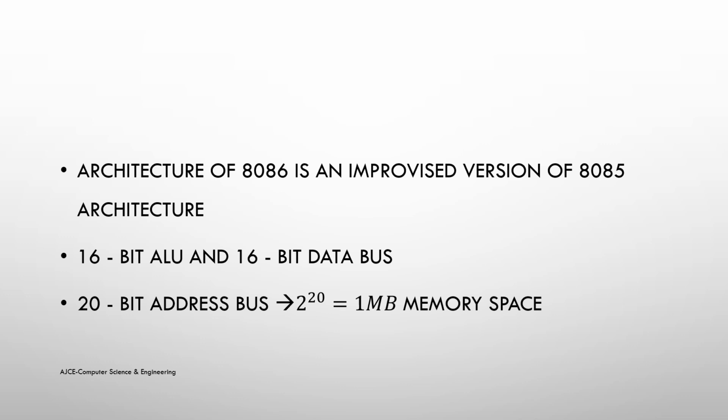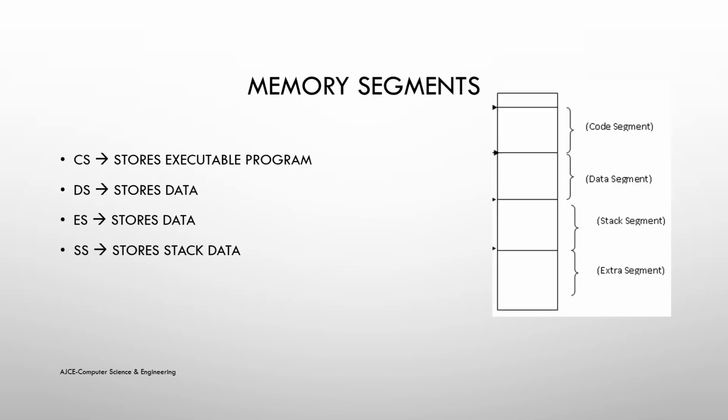The data associated with 8086 is 16-bit. The address bus is 20-bit. That is, the address is 20-bit in the case of 8086, so in total 2 raised to 20 memory locations can be addressed. 2 raised to 20 means 1 MB of memory can be accessed in the case of 8086.